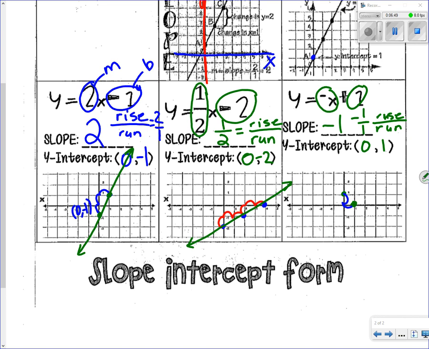Now remember I said when you have a negative, it doesn't matter if you put it on the rise or the run, as long as you put it on one but not both, because we know two negatives make a positive. So I'm going to start back at my original point. I'm going to rise this time +1, but I'm going to run -1. So there's my third point. Now I can draw my line and graph my graph.